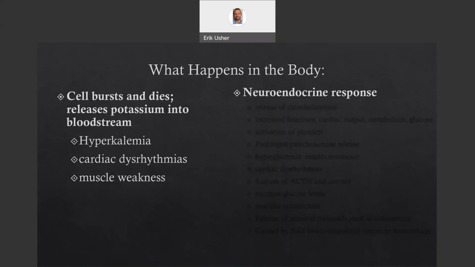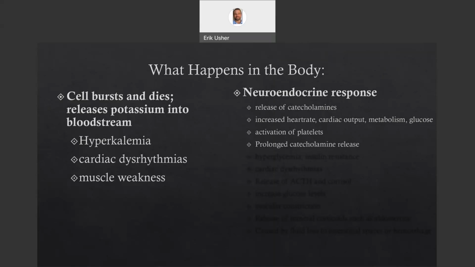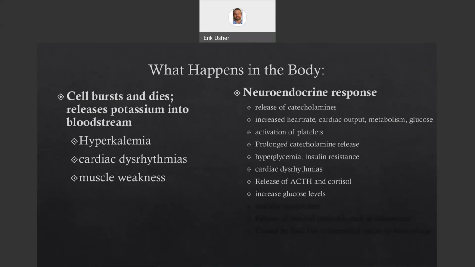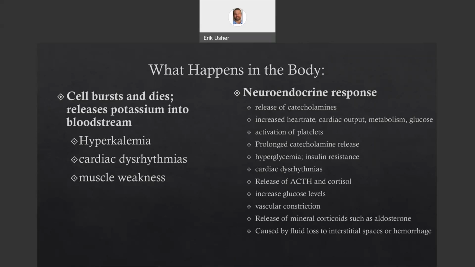And neuroendocrinologically, the response is the release of catecholamines, which is a sympathetic nervous system response. So you see all the things that go along with the sympathetic nervous response release: increased heart rate, cardiac output, metabolism, glucose, activation of platelets, prolonged catecholamine release. You get hyperglycemic, and they get insulin resistant. Then cardiac dysrhythmias follow, and the release of adrenocorticotropic hormone and cortisol, which increases glucose levels even further. You get vascular constriction and the release of mineralocorticoids such as aldosterone. Again, aldosterone causes the reabsorption of sodium and water, hence now more edema, and it's caused by fluid loss, so interstitial spaces or hemorrhage.